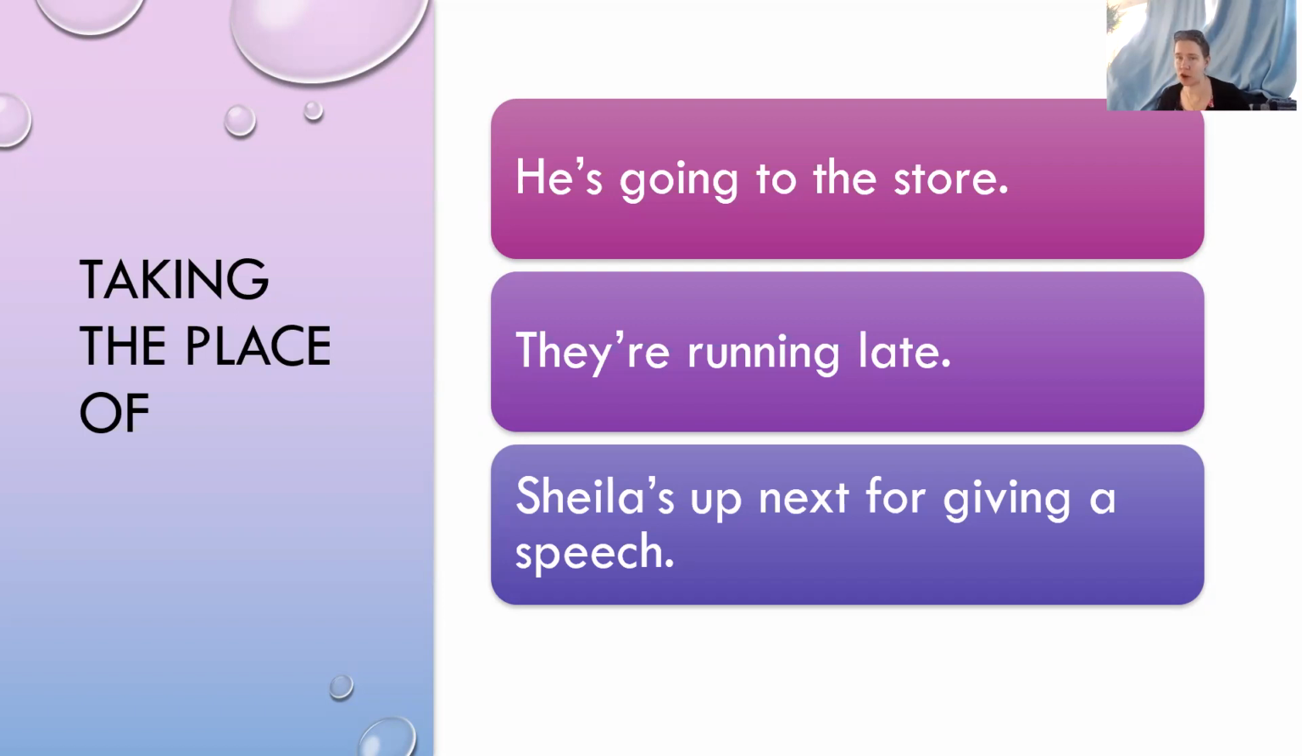The same is true of all of these samples. Only one letter was cut out to allow these words to have an informal and smoother sound. They're running late instead of they are running late. Sheila's up next for giving a speech instead of Sheila is up next for giving a speech.